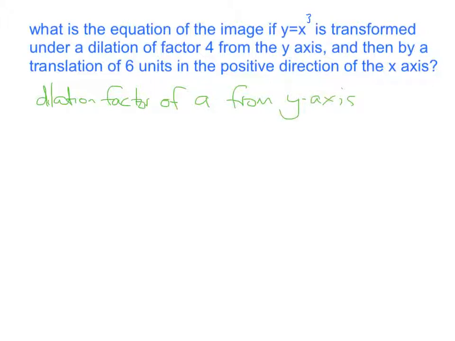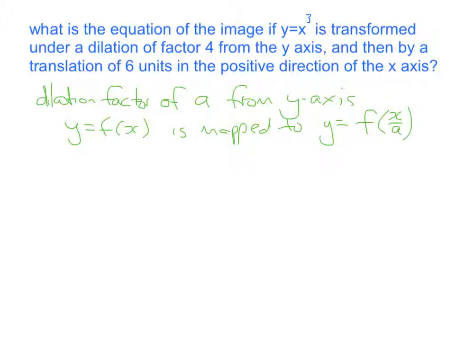If we're looking at a dilation factor of a from the y-axis, then our function y equals f of x is mapped to y equals f of x over a. So that will give us a bit of a hint of what we need to do.